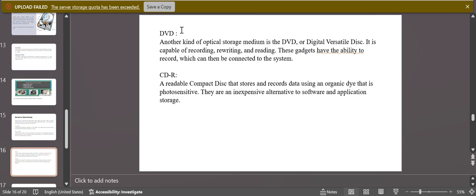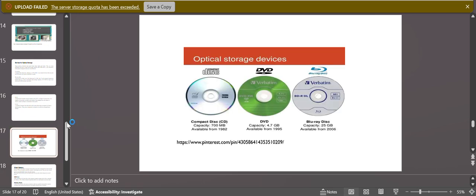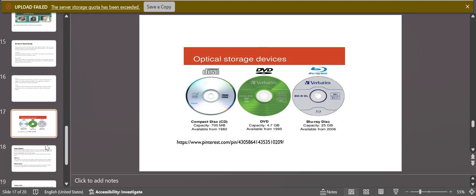CD-R, the recordable compact disc, stores and records data using a photosensitive organic dye. They are an inexpensive alternative for software and application storage. Here are optical storage device picture examples.